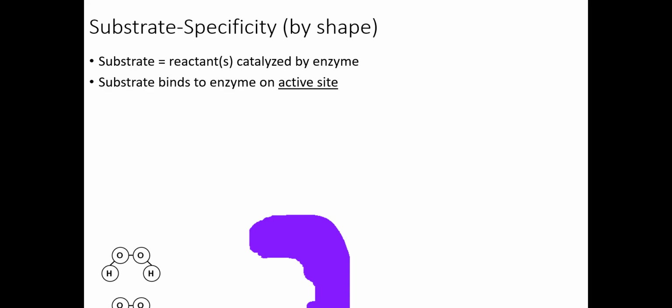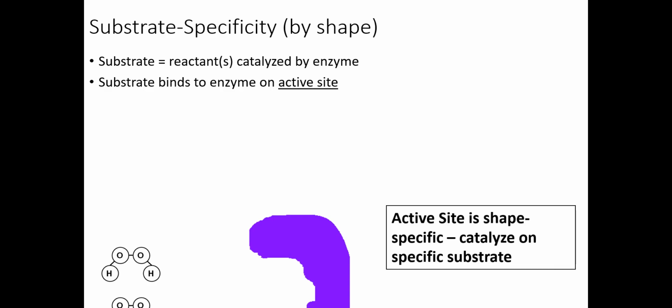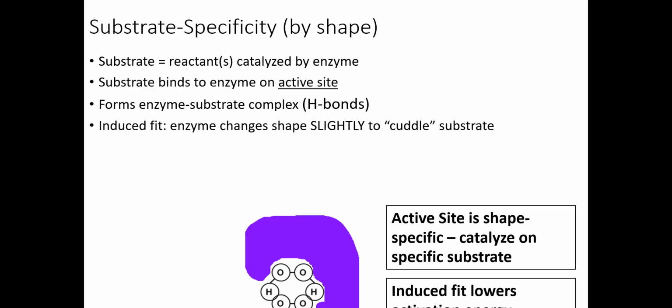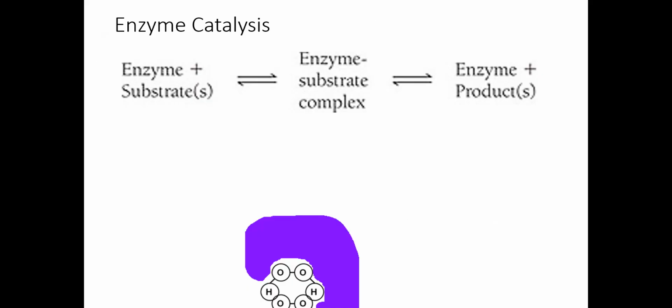Substrate is always the reactant catalyzed by an enzyme. The substrate binds to the enzyme at the active site, and this active site is shape specific, catalyzing a specific substrate. The enzyme forms the enzyme-substrate complex. The enzyme-substrate complex then forms the enzyme and product.